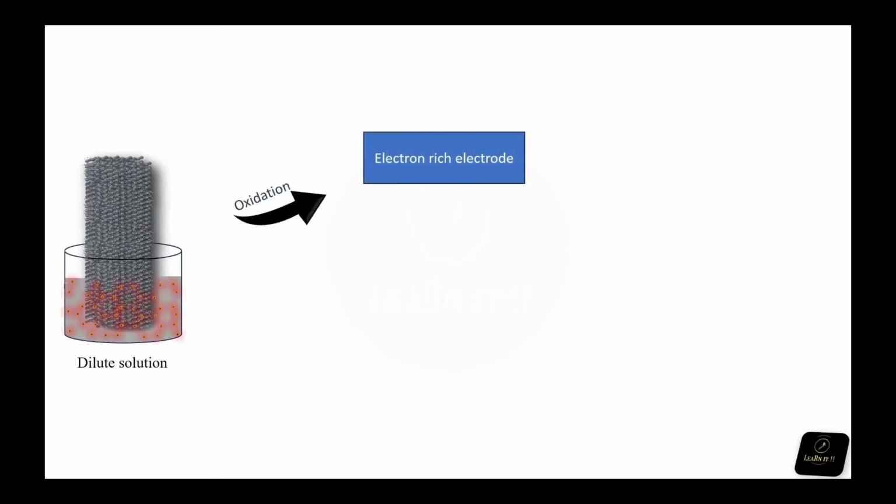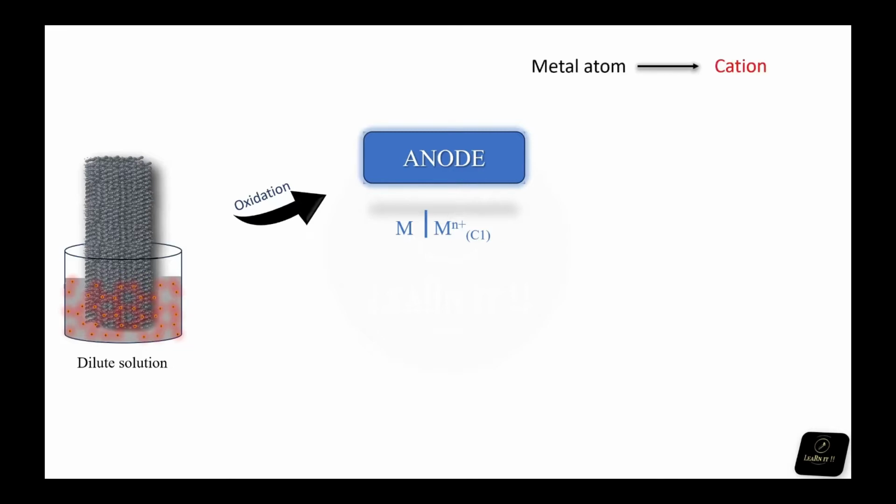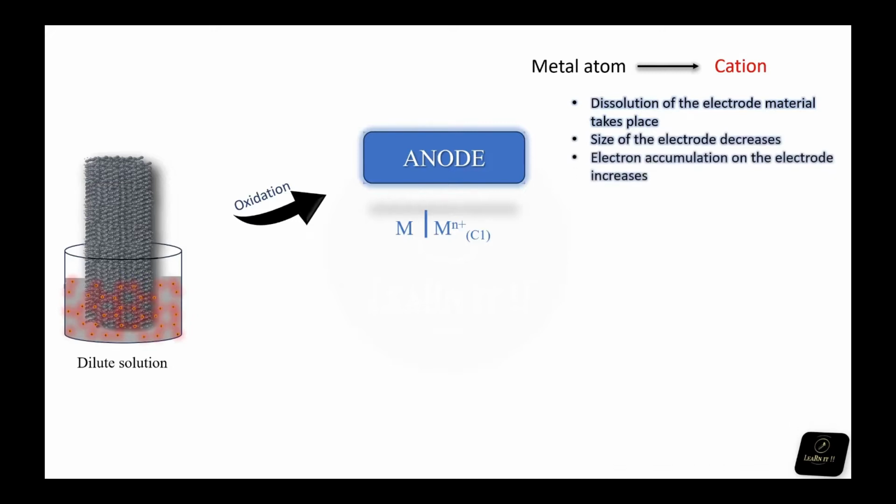In conclusion, when a metal is in contact with a dilute solution of its own ion, there will be an oxidation, which leads to an electron-rich electrode called the anode, represented by the metal in contact with its own ion having certain concentration. During this process, metal atom is converted into cation. The electrode material dissolves, the size of the electrode decreases, electron accumulation on the electrode increases, and the tendency of an electrode to donate electrons, that is, oxidation potential, increases.